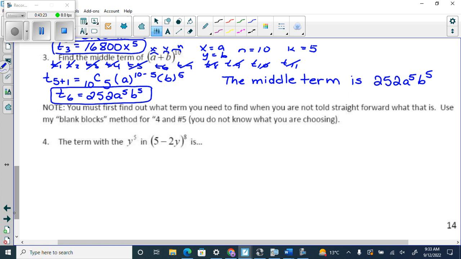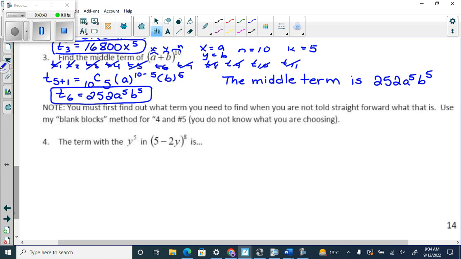But if they ask me for Y to the 5, so if ever you're stuck and you're like, I don't know what term that is, if they don't directly give you the term, do this every single time. We know N, we know X, we know Y. Every single time that does not change, correct? Because once we're given the binomial, we know all 3 of those. The only thing we do not know is K. Do we agree? So let's fill in what we do know.